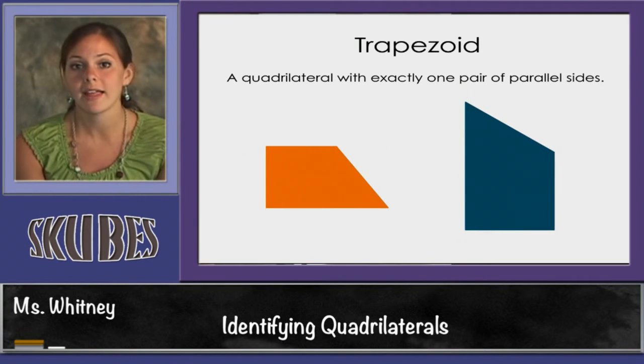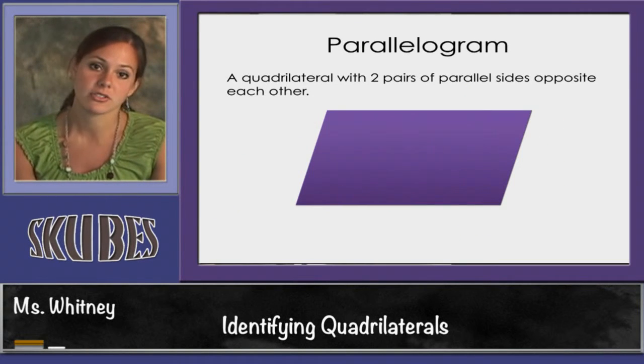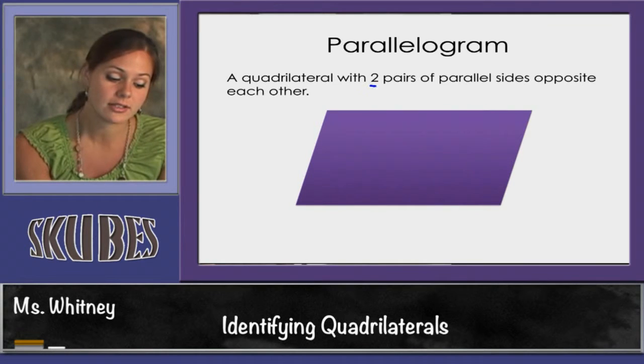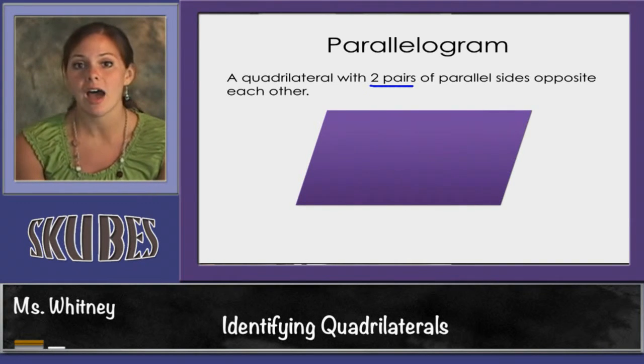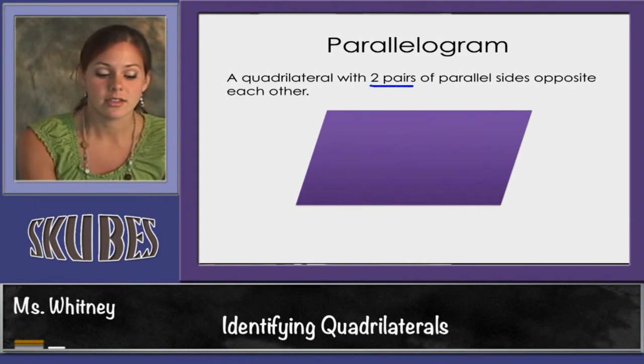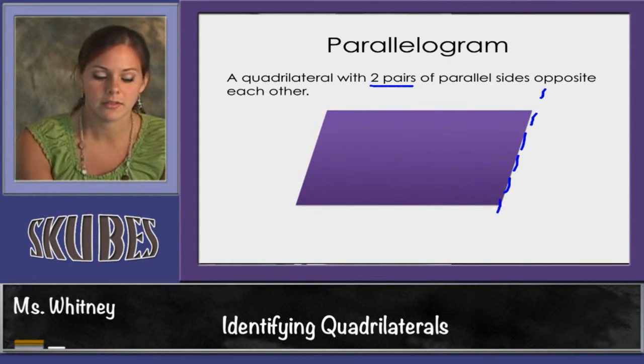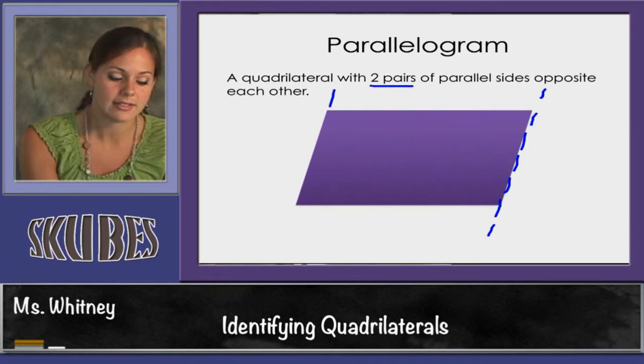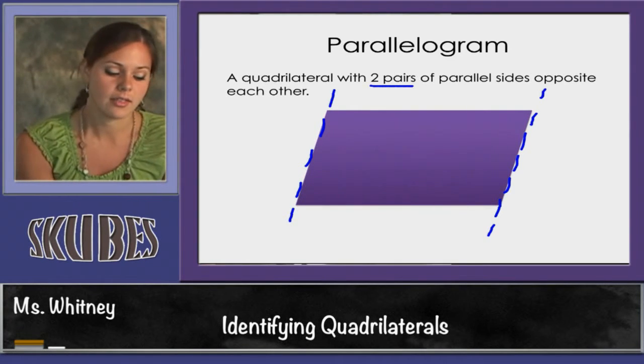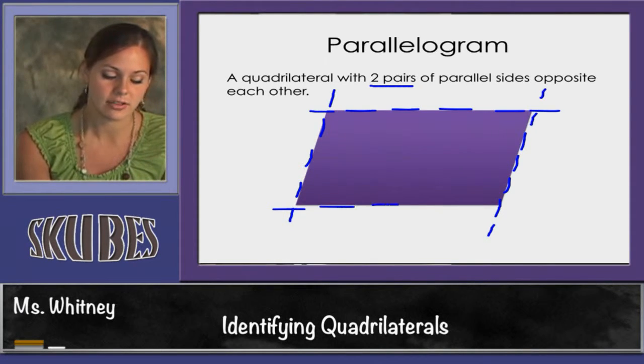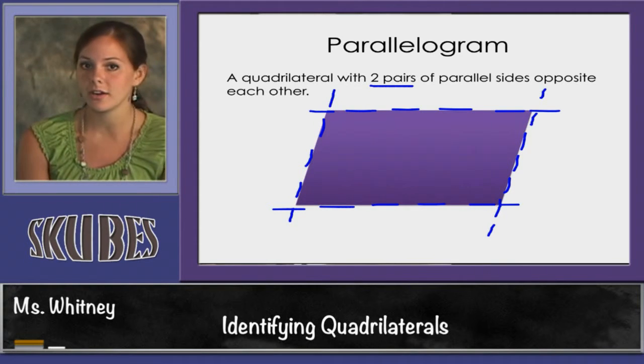Now let's look at a parallelogram. That is a quadrilateral with two pairs of parallel sides that are opposite each other. So my first pair of parallel lines opposite each other are right here. My next pair of parallel lines opposite each other are shown here.